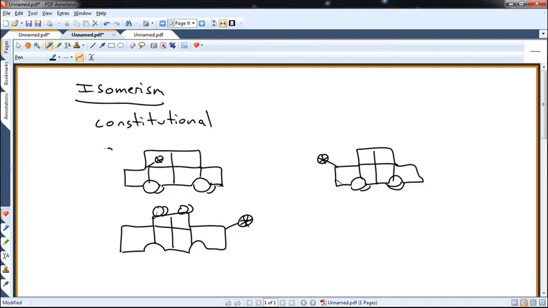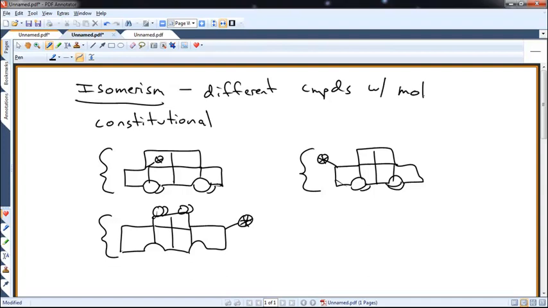Each one of these would be a constitutional isomer of each other, right? So this would be a constitutional isomer, constitutional isomer, constitutional isomer, right? So a constitutional isomer, or more generally, an isomer are different compounds, and we'll talk about how they can be different later. Different compounds with the same molecular formula. Right? So my molecular formula here would be body, steering wheel, and tires, and that's it, right? 3 different things, and I could put them together in all different combinations.